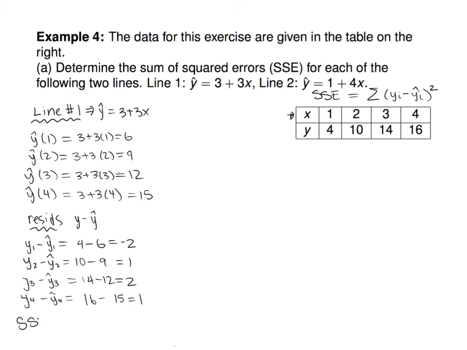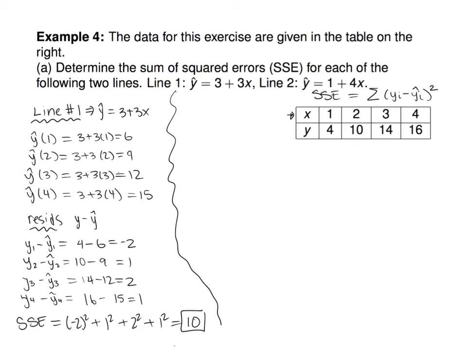And the sum of squared errors for line 1, you take these things and square them. So negative 2 squared plus 1 squared plus 2 squared plus 1 squared. So we have 4 plus 1 plus 4 plus 1 for this first line. Our sum of squared errors is 10. And we're going to repeat that process for line 2.